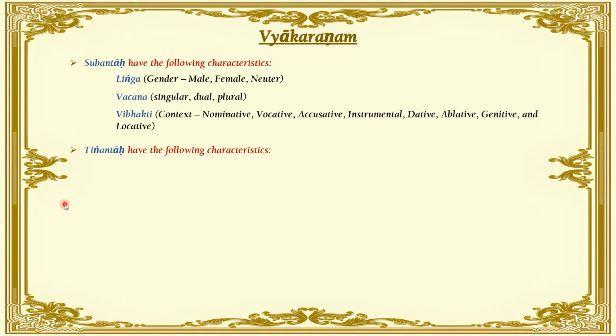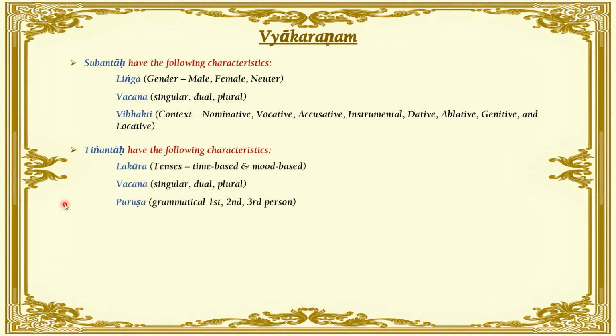So that is how we have the classification here. Next we have the tirantas, that is the verbs which have the following roots. The verb is an action, so time gets involved, and that's why we have the lakaras, the tenses. There are 10 lakaras in the Sanskrit language. 10 tenses are being explained.